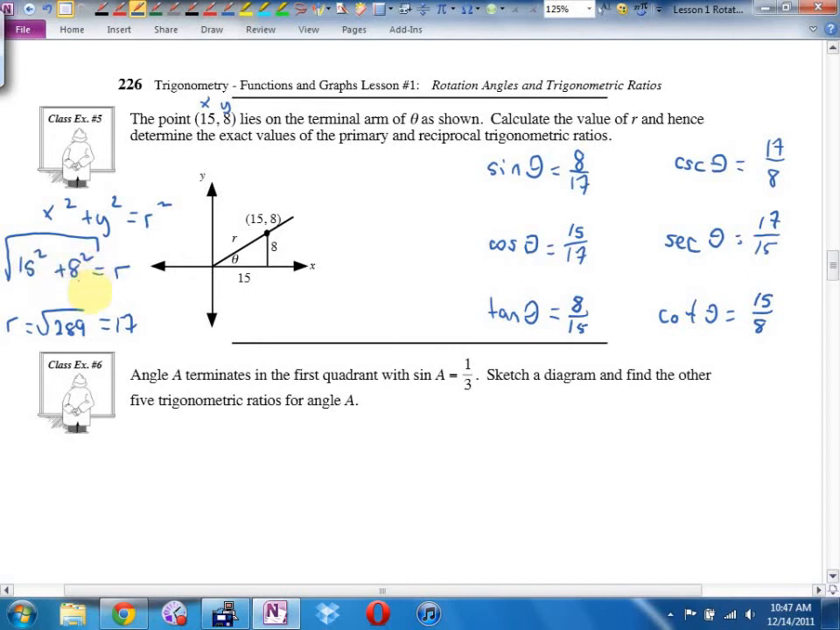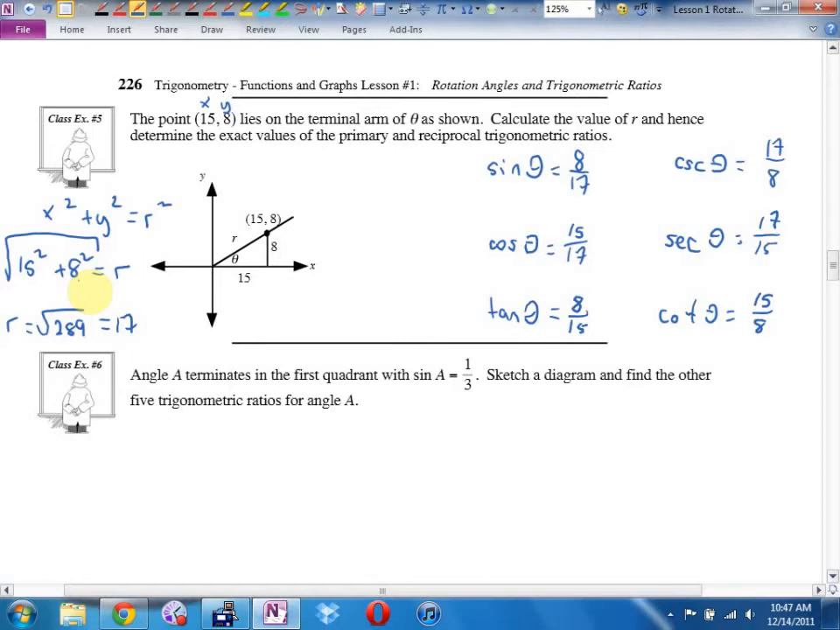Think about what we've just done, though. This is why we link graphing and trig. We were able to do trig, sine, cosine, tangent, no calculator, not even finding the angle. I like example six.